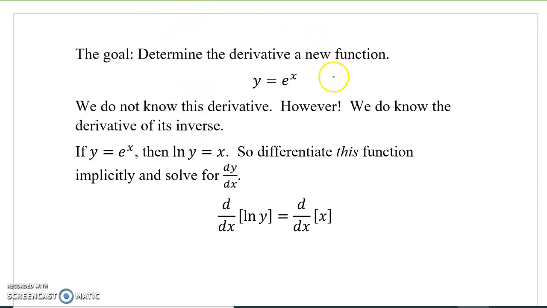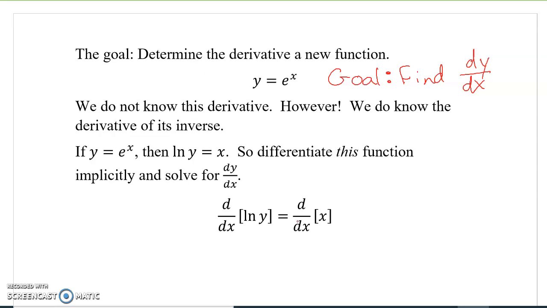Remember, the goal is to find dy dx. We've got y written in terms of x here. Here we've got x written in terms of y. We're still looking for dy dx, so we're going to take the derivative with respect to x on both sides of the equation. And that's something we've done already, right?